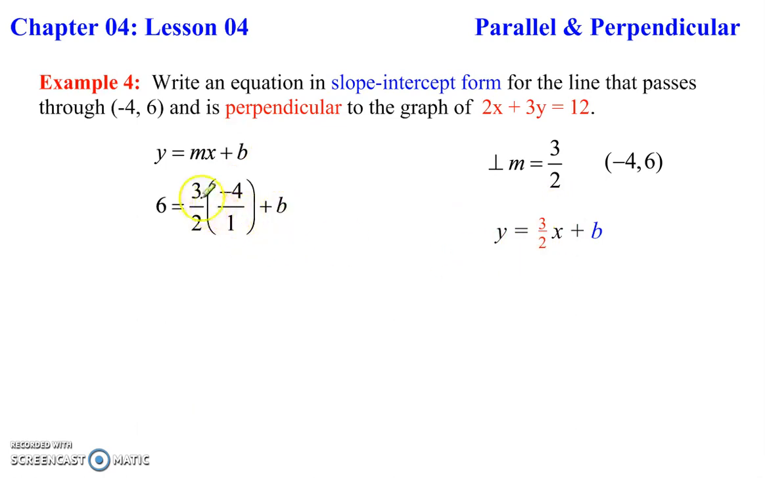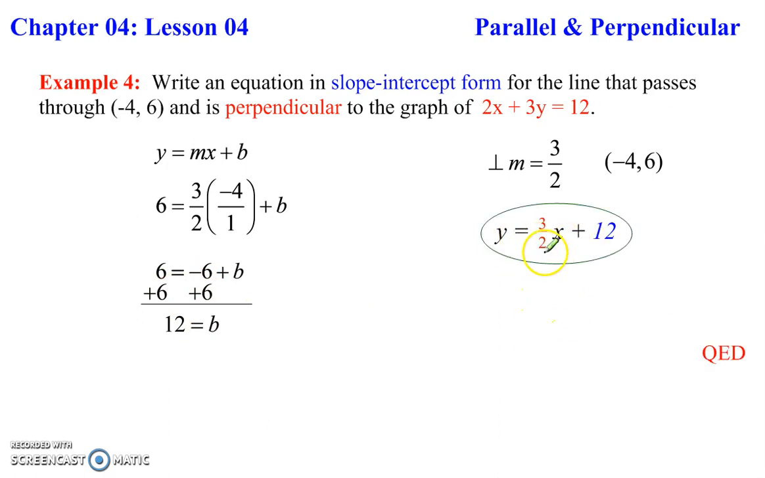And then I put my x value as a fraction because when we're multiplying, we'll do 3 times -4 and 2 times 1. That gives us -12 over 2 plus b, and that would simplify down to -6. And then we can find our y-intercept by adding 6 to each side. So b is 12, and there we go. There you have it. y equals 3 over 2x plus 12.